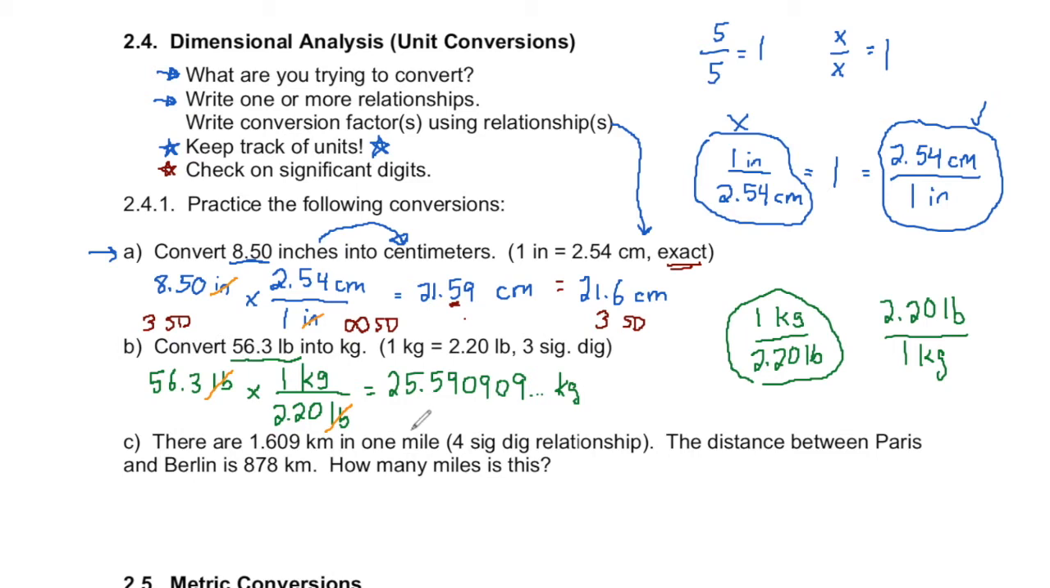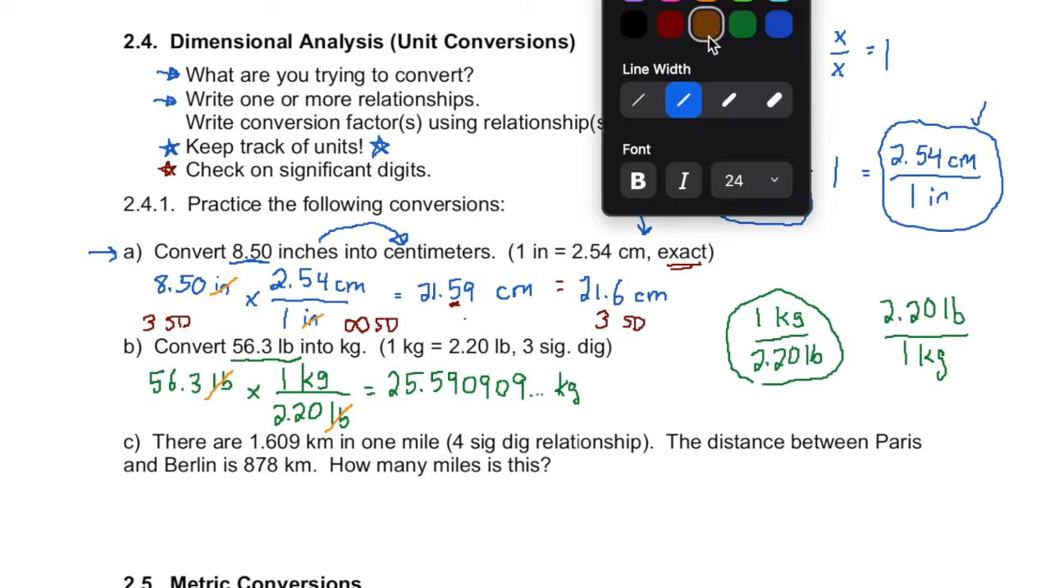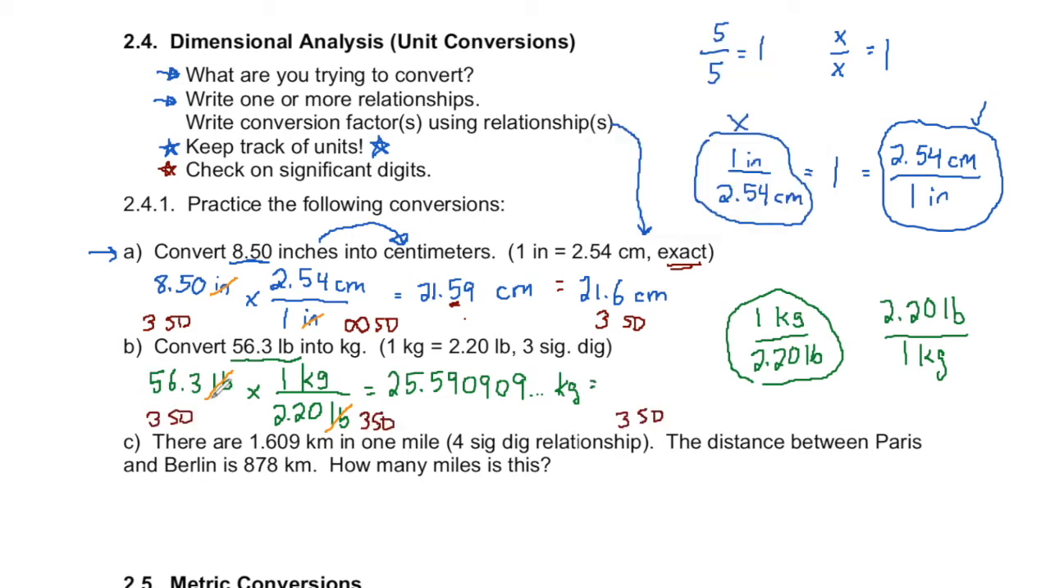My calculator gives me a whole bunch of digits, and we are going to need 3 significant digits. We have 3 significant digits in our measurement, 3 significant digits in our conversion factor, so we want 3 significant digits in our answer, 25.6 kilograms.